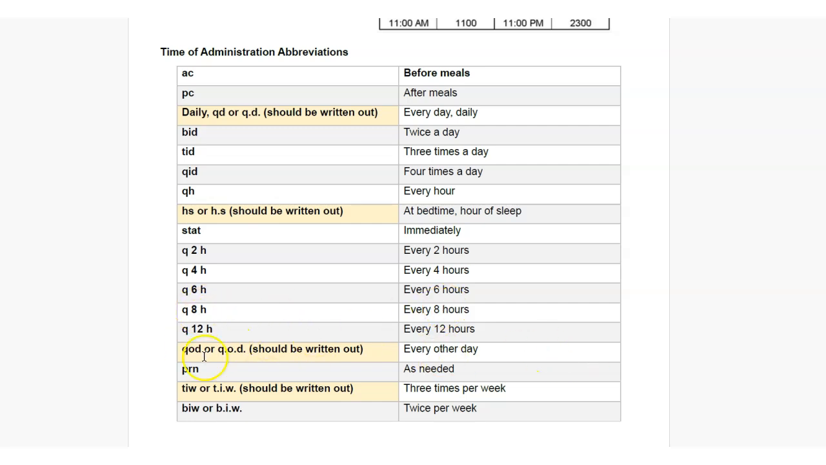Q2H is every 2 hours, Q4H is every 4 hours, Q6H is every 6 hours, and so on. QOD should be written out because it can be confused with QD. QOD is actually every other day. PRN is as needed. TIW should be written out as well, but it stands for 3 times per week. BIW is twice a week or twice per week.